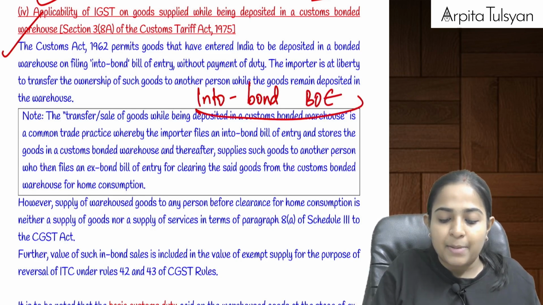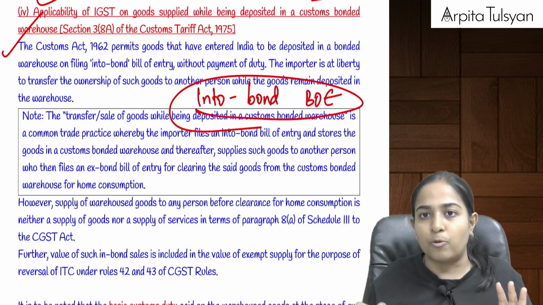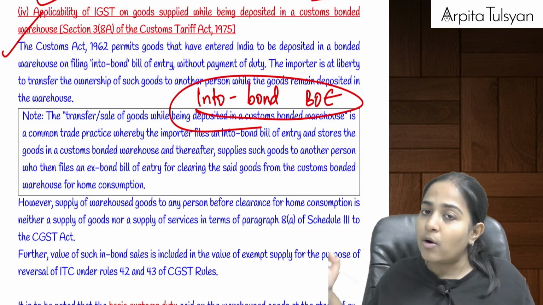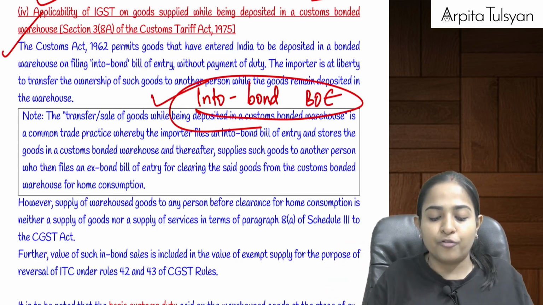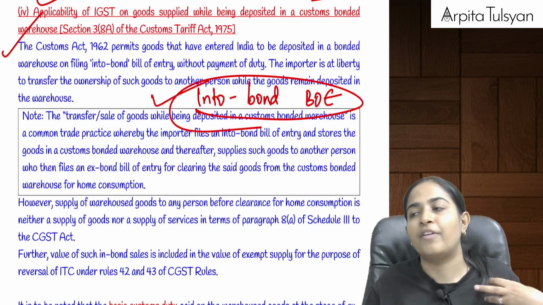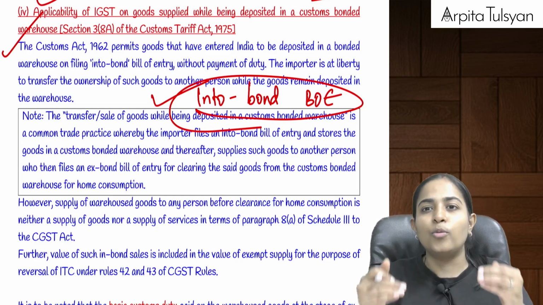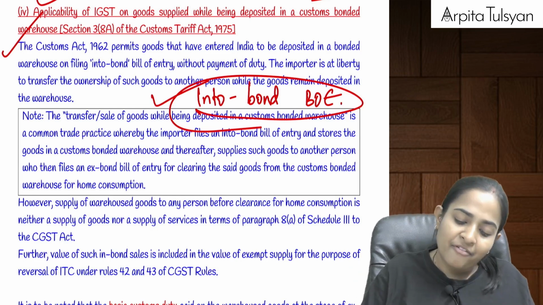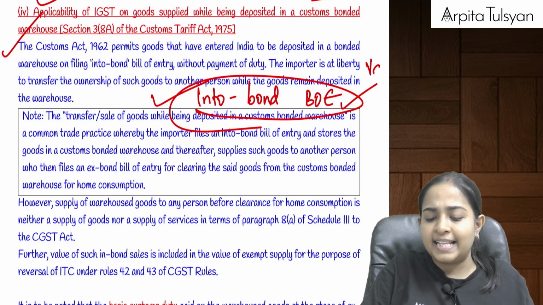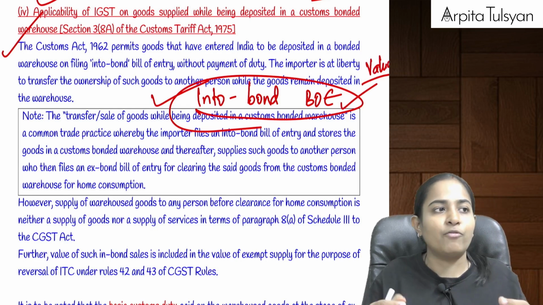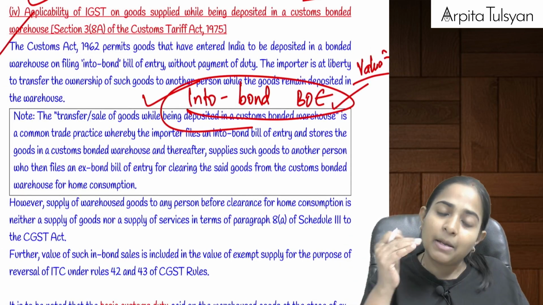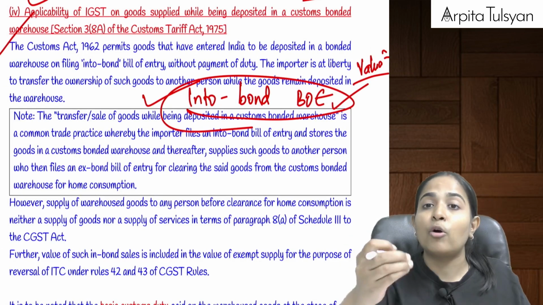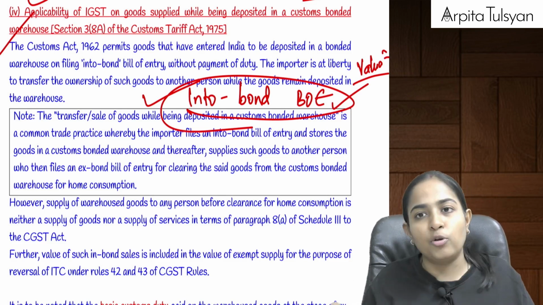Okay, at the time of just keeping the goods in the warehouse, I'm not taking the goods to my office, I'm just depositing them in the customs bonded warehouse. At that time I have to file a bill of entry. The importer is required to file a bill of entry called the into-bond bill of entry. By filing this, the valuation is done, that is, what is the value of the goods, and then you can keep the goods in the customs bonded warehouse without paying customs duty. No need to pay the customs duty now.